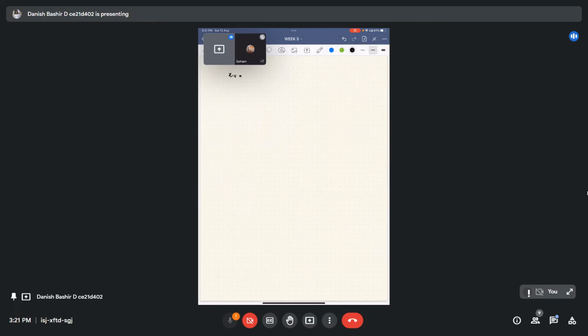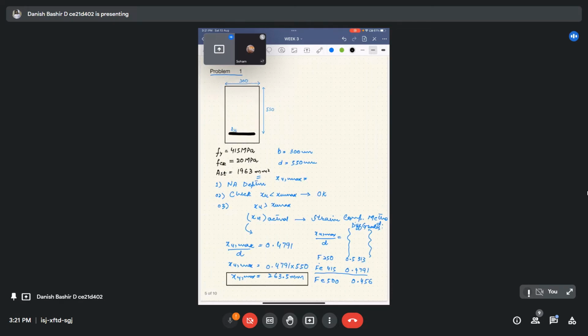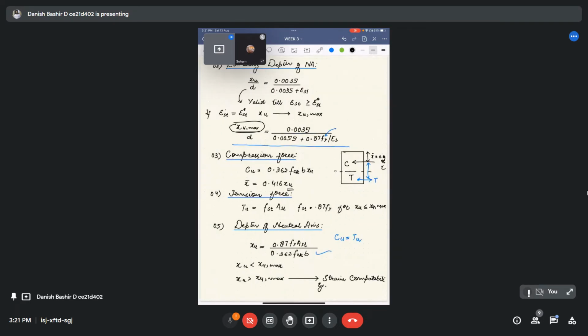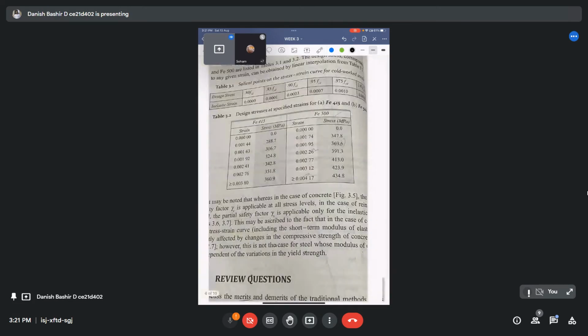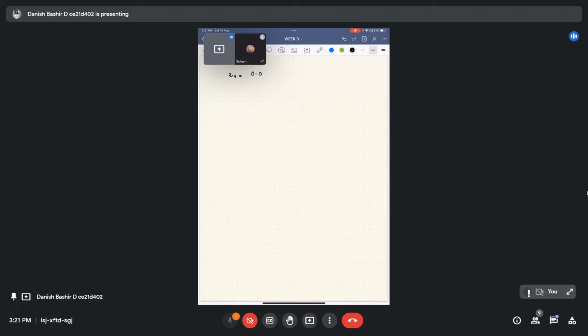XU formula is already given as this one. We have to take this formula. XU equals 0.87 Fy AST divided by 0.362 FCK B. We have all the values when we plug them. 0.87, Fy is 415, AST is 1963 mm square, 0.362, FCK is 20, and B is 300.